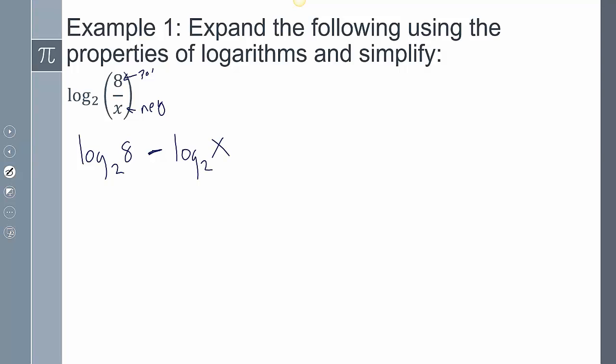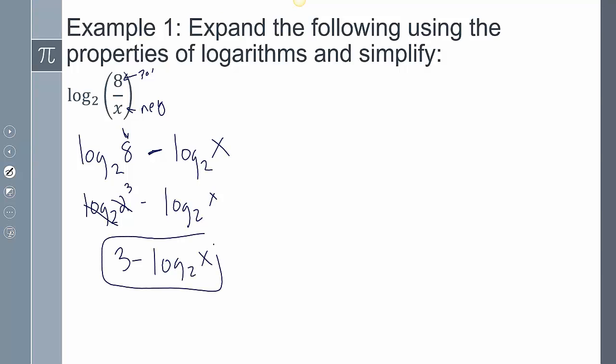Well, if there's any form of simplifying that I can do, I need to. So this 8, I can say that that's log base 2 of 2 to the third power. And the log base 2 and the 2 will cancel out, and so I get 3 minus log base 2 of x, which could be my answer. Or you can write it as negative log base 2 of x plus 3.